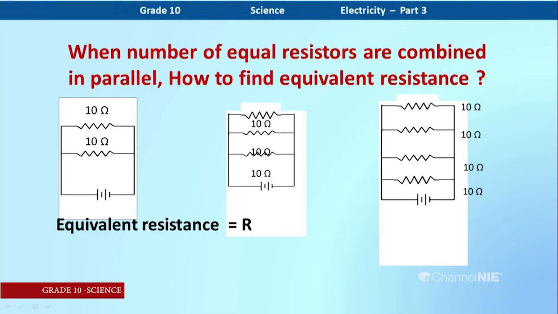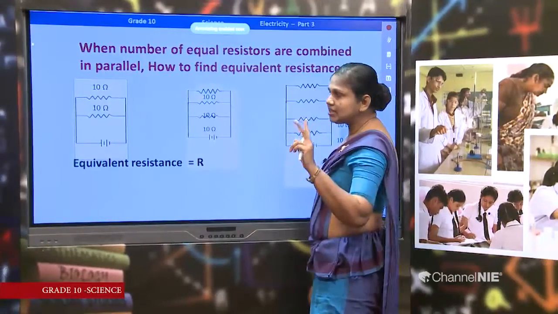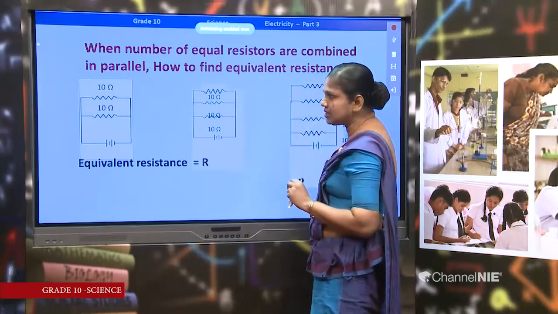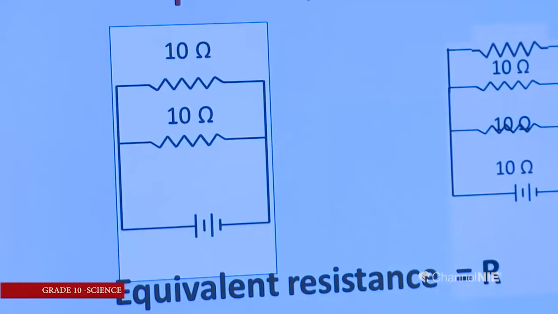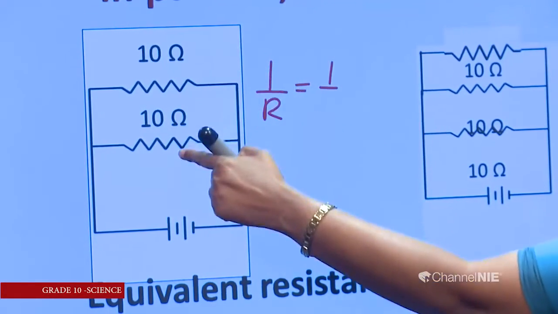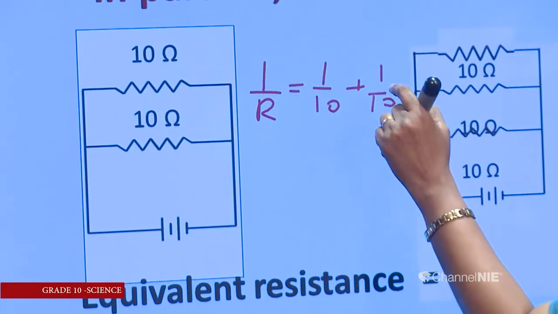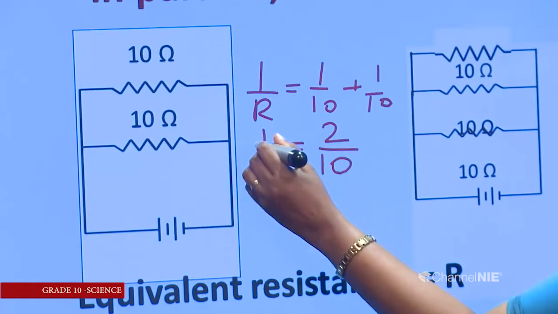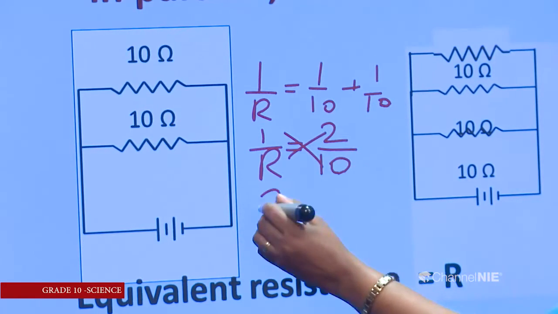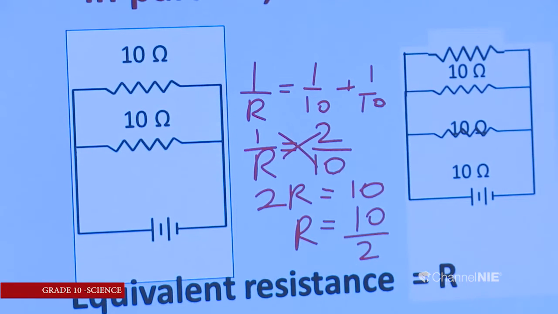Then look at here. When a number of equal resistors are combined in parallel, children, how do we find the equivalent resistance easily? See, let me explain this. Here, in this particular circuit, 2 resistors are combined in parallel. The value of one resistor is 10. If the equivalent resistance is R, here you know 1 over R equals 1 over R1 plus 1 over R2. R1 and R2 are both 10. Then 1 over 10 plus 1 over 10, which is 2 over 10 equals 1 over R. Then cross multiplication: 2R equals 10. Then R equals 10 over 2.